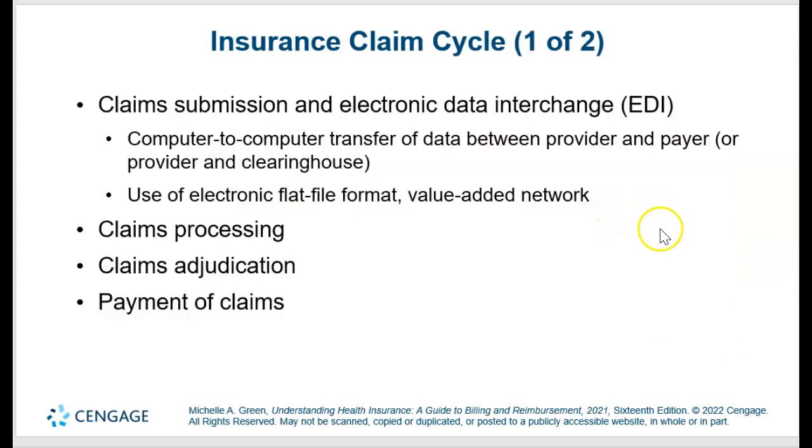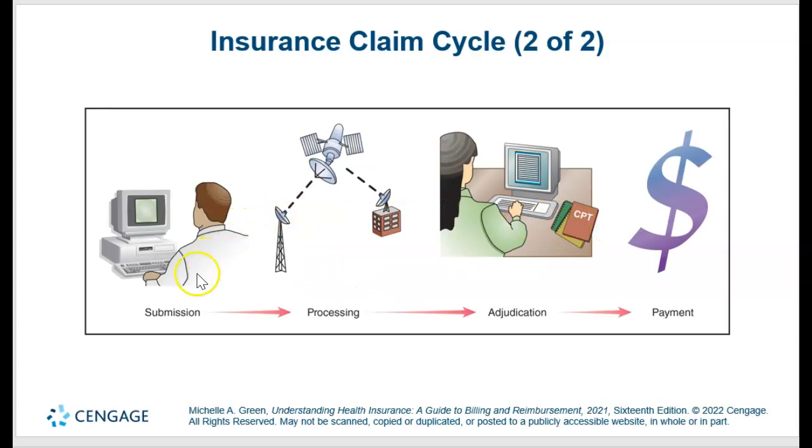Okay, the insurance claims cycle. Let's talk about electronic data interchange, computer to computer transfer of data between the provider and payer or provider and clearinghouse. Claims processing, we do payment of claims. So here you can see we have the submission of the claim. It's going to process, adjudication right here, and then what that equals is payment.